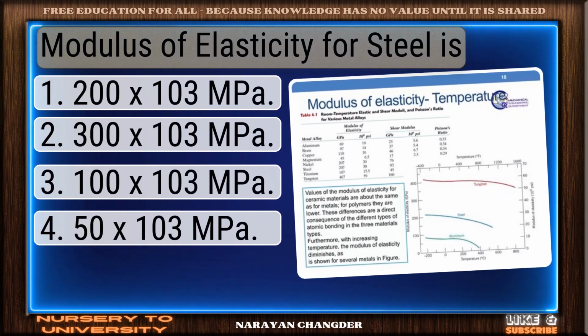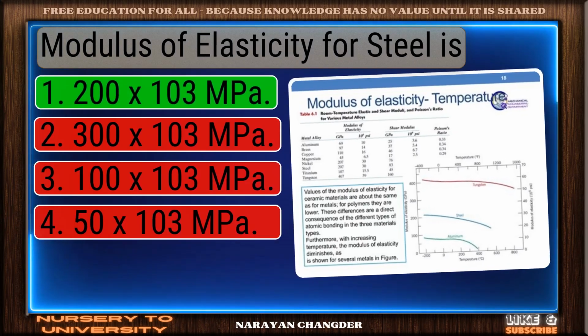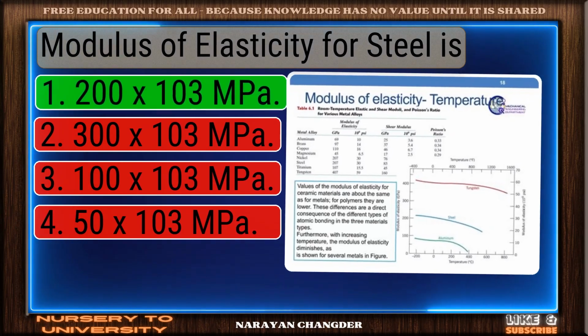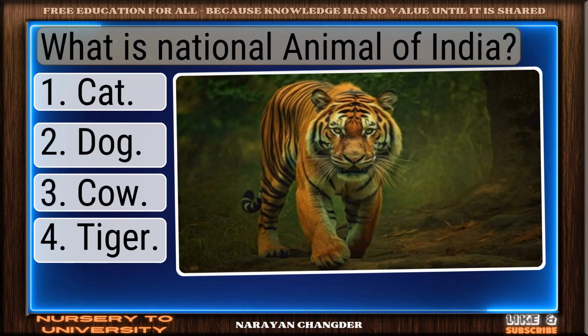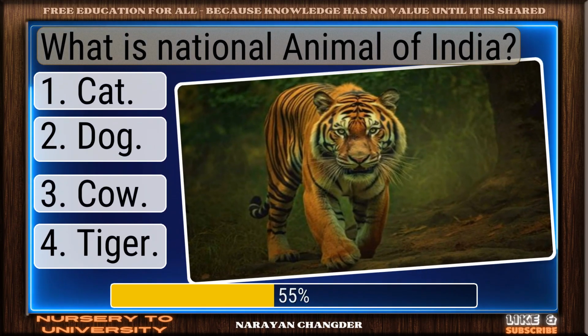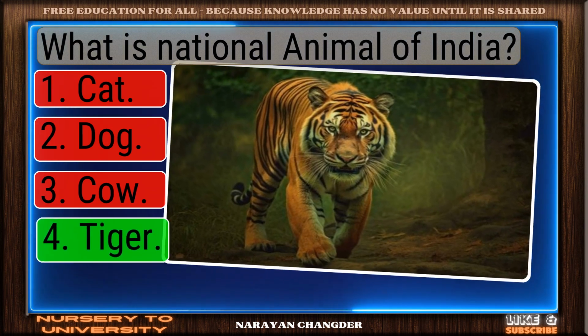Modulus of elasticity for steel is. Good thinking. 200x10^3 MPa is the right answer. What is national animal of India? Great job. Tiger is the accurate answer.